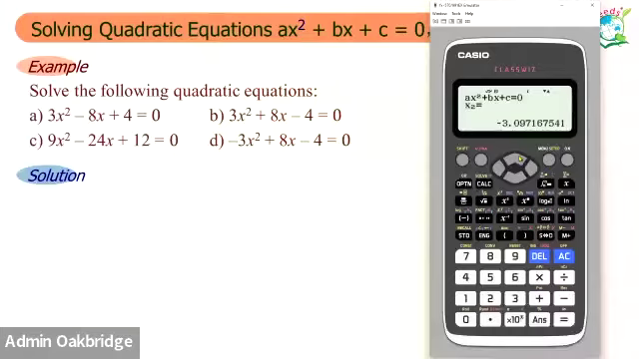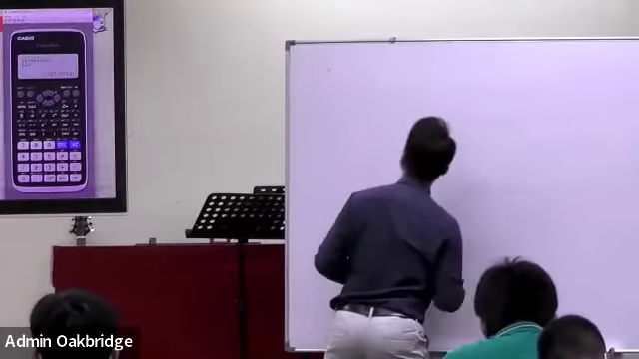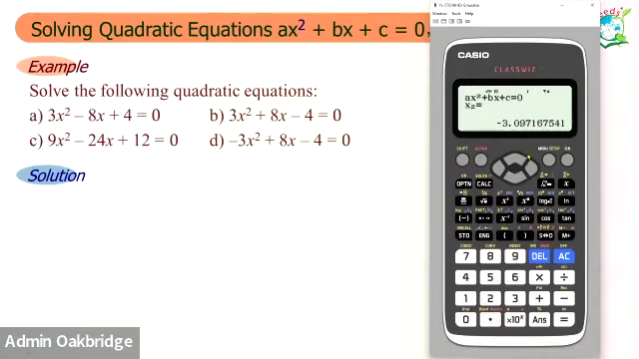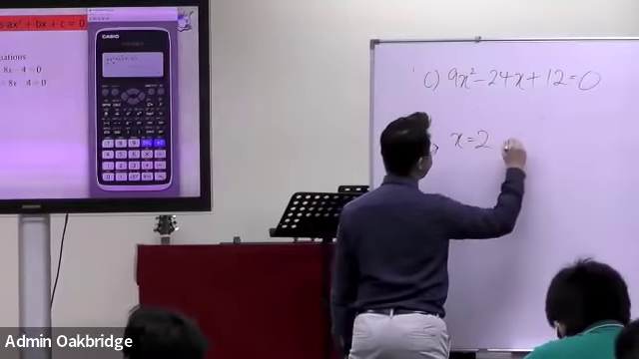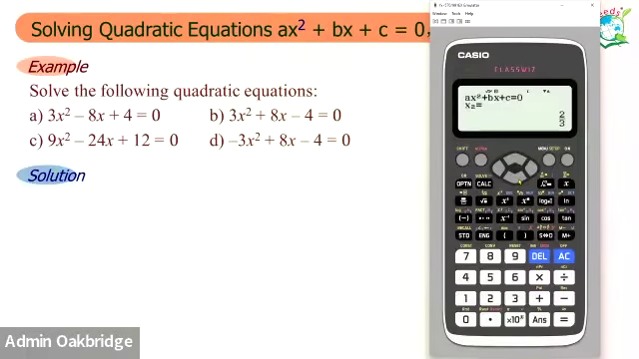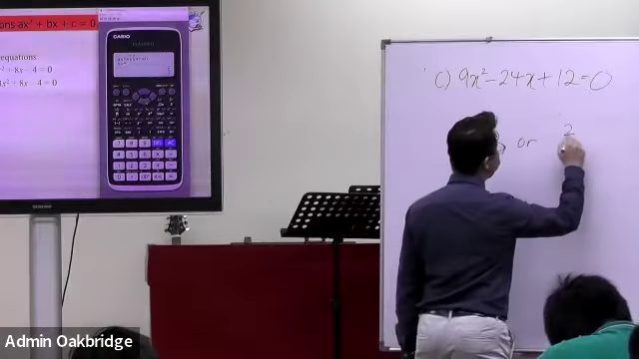Okay, so next will be question C. All right, question C. If you use a calculator, you find that they have the same roots as the question A. Then we have 9, minus 24, and the last one is 12. Okay, we have x equal 2, or 2/3, right? Okay, what happened here?